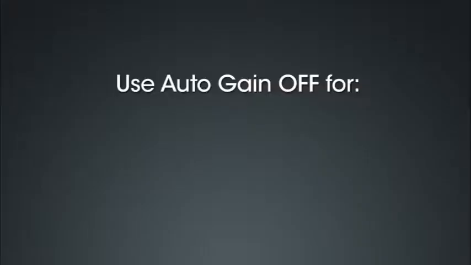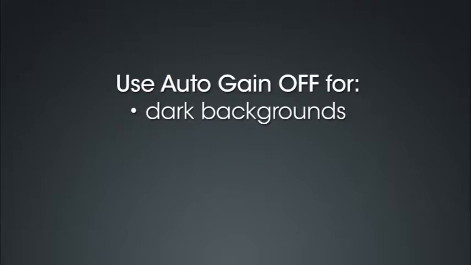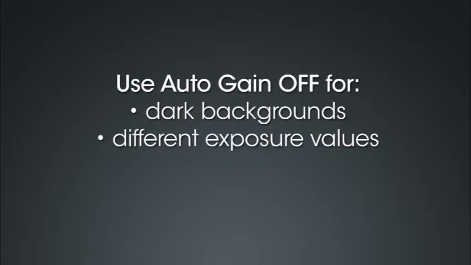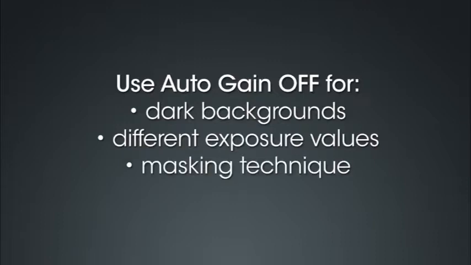There are times when you'll want to set the auto gain to off if you're photographing subjects with a dark background, or if you want to manually control the exposure for each shot. The off setting would work well. The other time that you would want the auto gain set to off is if you were using a technique called masking, where part of the lens is covered for the first shot and the opposite part of the lens is covered for the second shot. For these types of multiple exposure images, you would want each shot to have a full proper exposure.